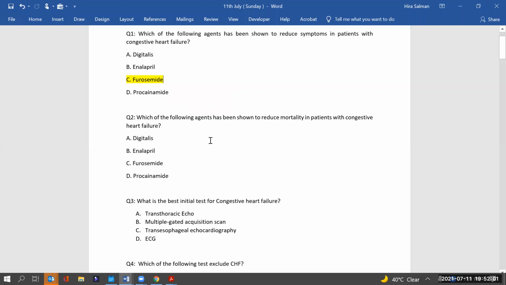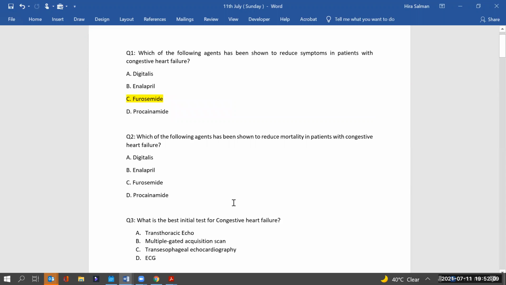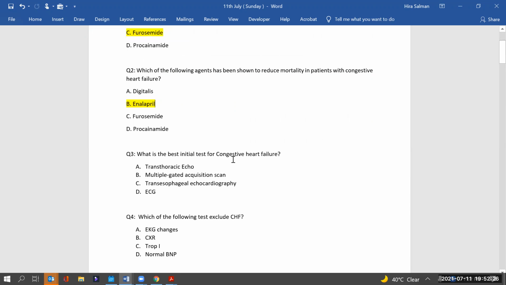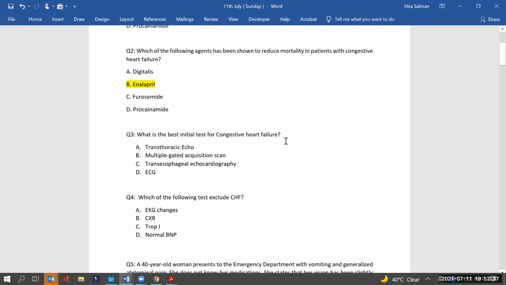Second question, which of the following agents has been shown to reduce mortality in patients? Same question. I didn't make any changes because I don't know the answer choices as well, only 2 or 3. But mention mortality, reduce mortality. So we will go for enalapril. Exactly, because this is the ACE inhibitor. So if ACE inhibitor is mentioned or enalapril is mentioned, go for this one. Enalapril is the most important one because in routine clinical practice, we give enalapril.